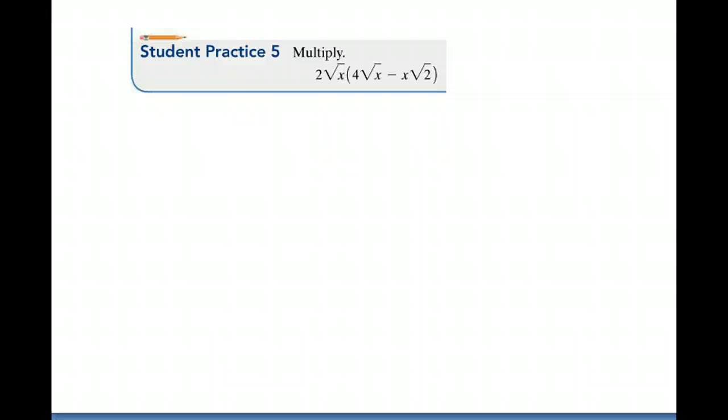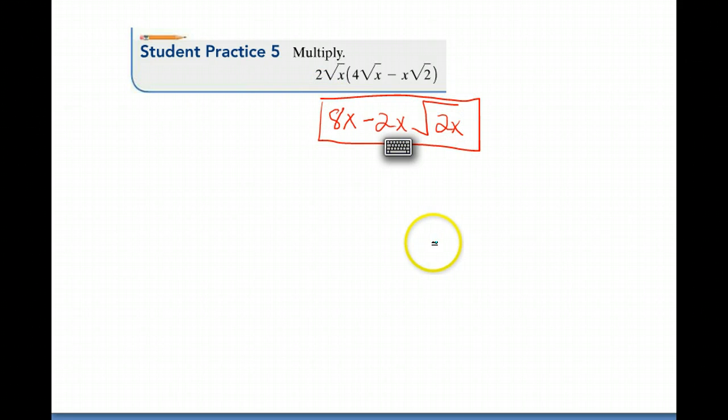Okay, by now everyone should be ready to go over the answer for this problem. So the first thing that you want to do is start by distributing in the 2 root x. So 2 root x times 4 root x. 2 times 4 makes 8. Root x times root x makes x. Then we're going to distribute 2 root x to negative x root 2. 2 times negative x makes negative 2x. Root x times root 2 makes root 2x. At this point, your problem is simplified.